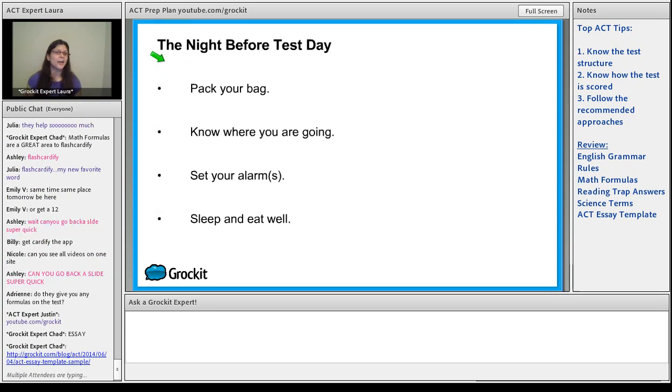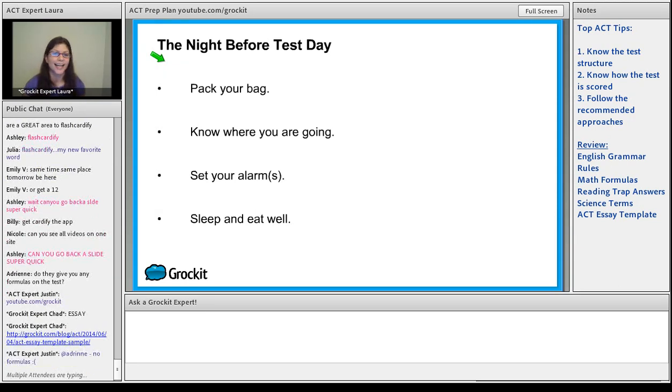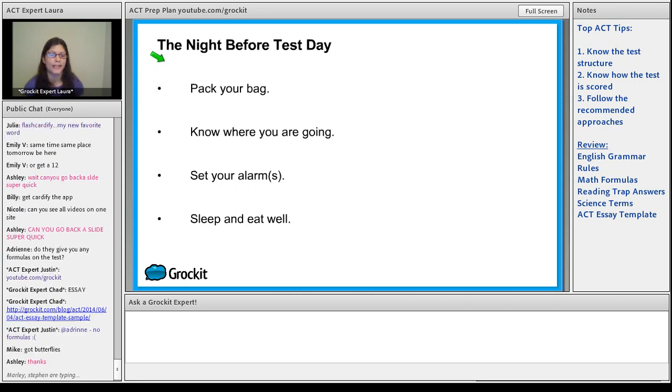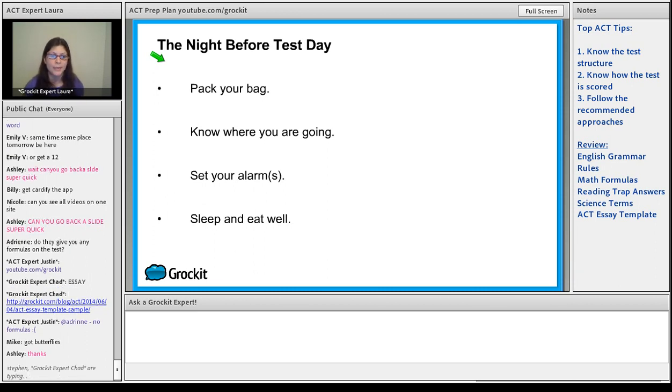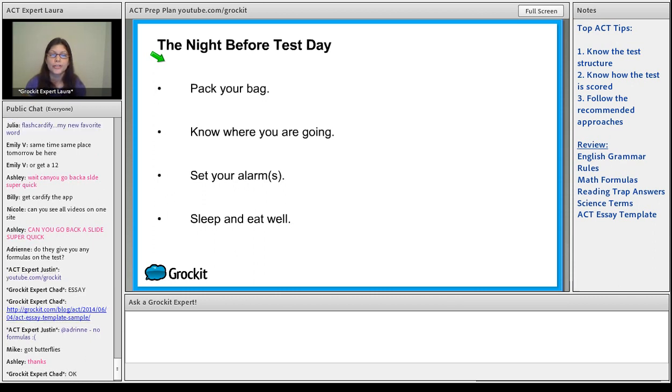And actually, I can go back to the slide at the very end. Don't worry. I'm just going to go through the night before and the thinking positive slide, and then I'll go back to the formulas. So for those of you who are looking to get out of here right away, I just want to remind you to pack your bag ahead of time and to know where you're going. Also, make sure you set more than one alarm.